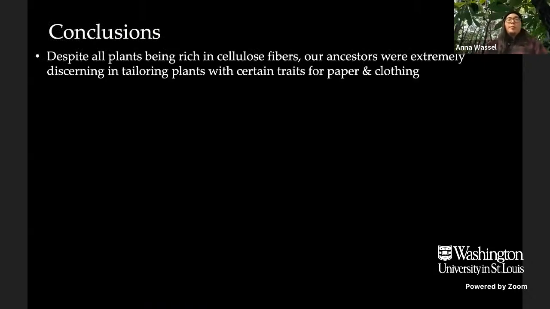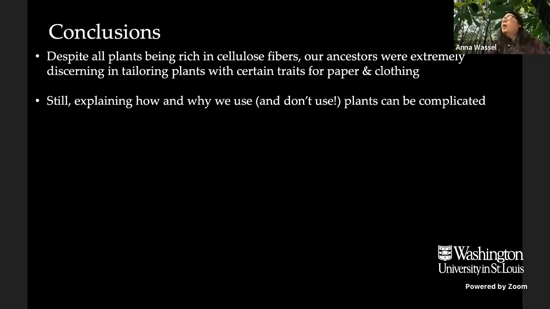Okay, so what can we conclude from this? Despite all plants being rich in cellulose fibers, we can see from this ordination that our ancestors were extremely discerning in tailoring plants with certain traits for paper and clothing. However, explaining how and why we use these plants or don't use these plants, that can be pretty complicated.